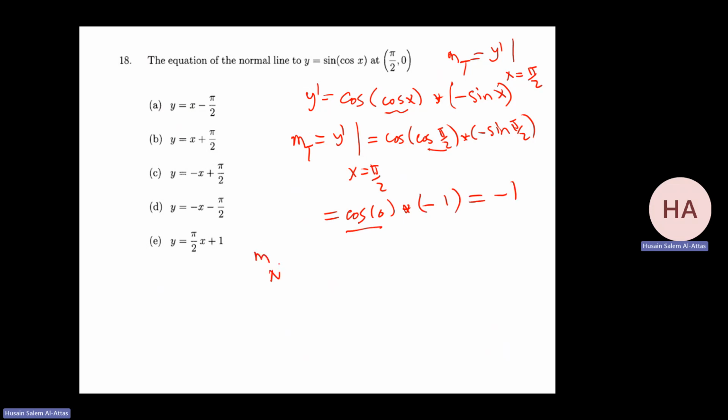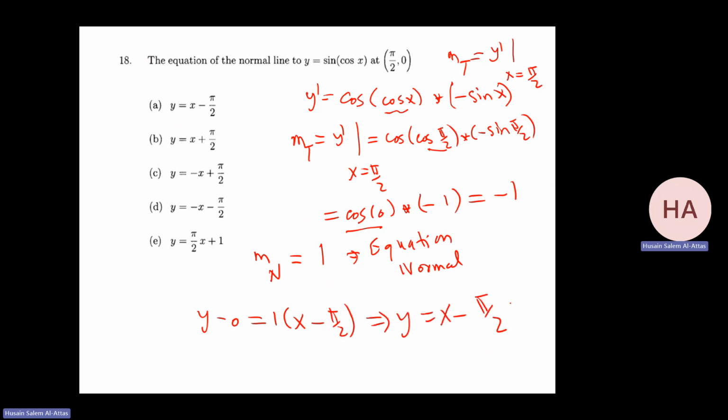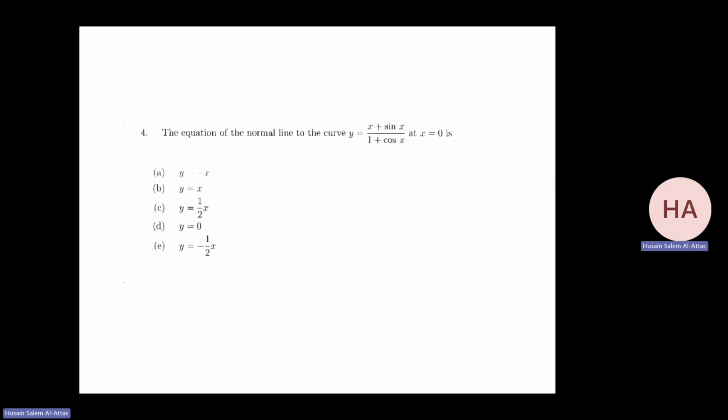So the slope of the normal is the reciprocal of this with the opposite sign, and that will be m normal. So the equation of the normal is what we are looking for. That will be y minus 0 equals 1 times x minus pi over 2. So I have y equals x minus pi over 2. That will be my answer, the equation of the normal line for this function.